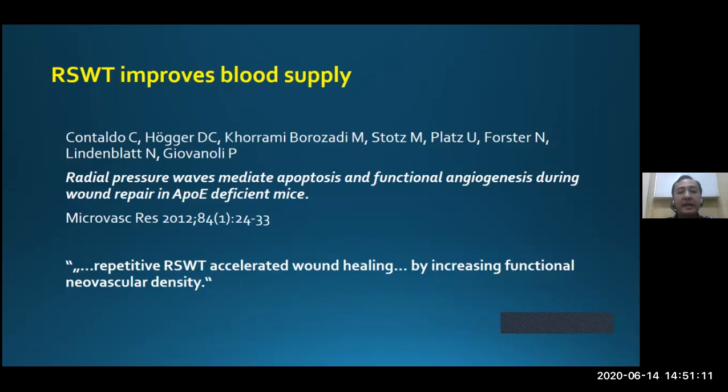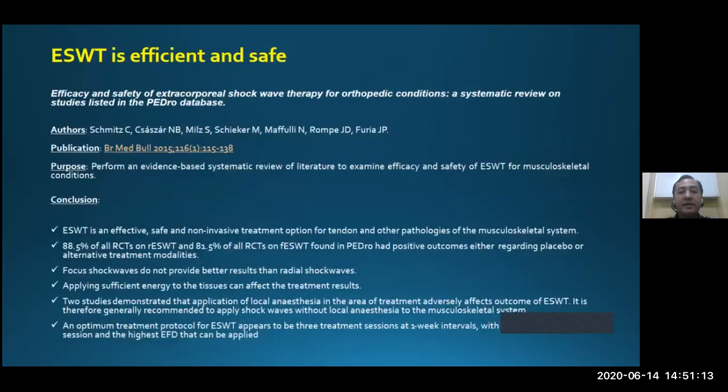And this study also says shockwave is efficient and safe. This is the new study here in the PEDro database as well.